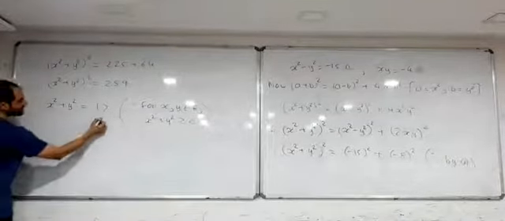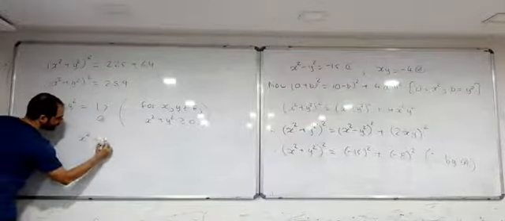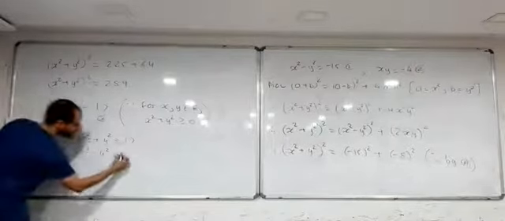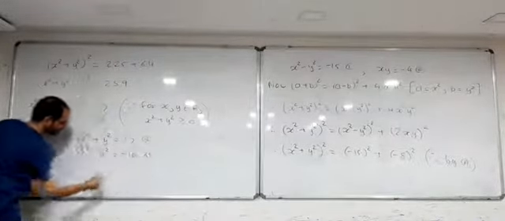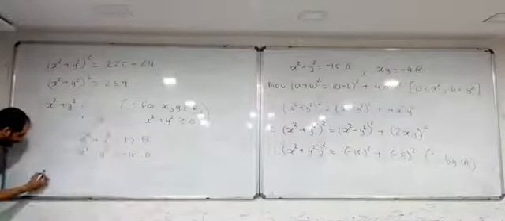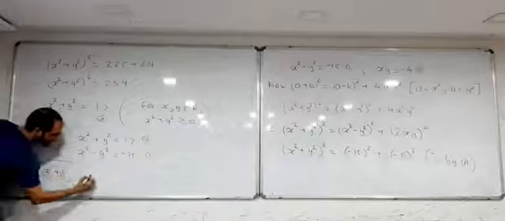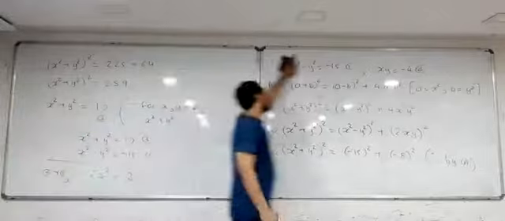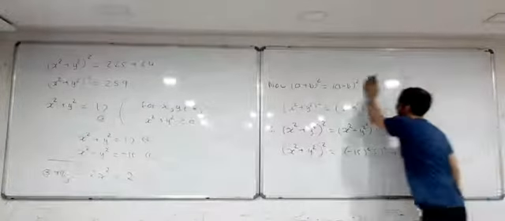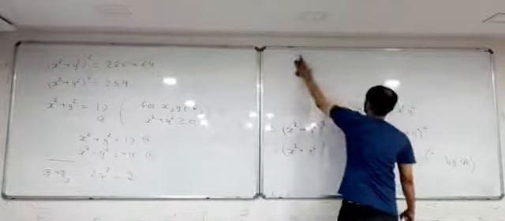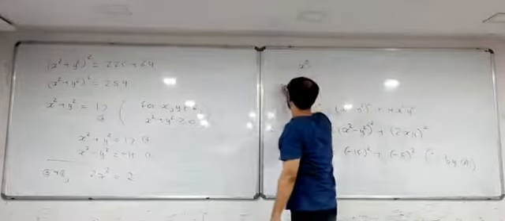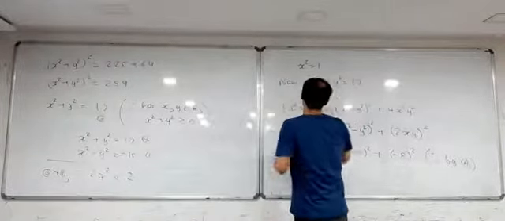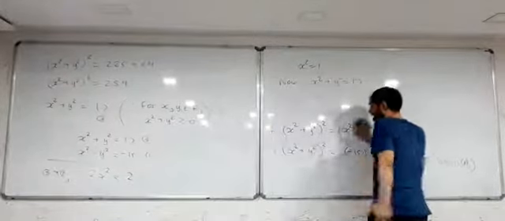So x square plus y square is 17, this is equation number 3. And x square minus y square is minus 15, result number 1. Adding results 3 and 1, we get 2x square is 17 minus 15, which is 2. So x square is 1. Now x square plus y square is 17, so substituting x square as 1, y square comes to 16.